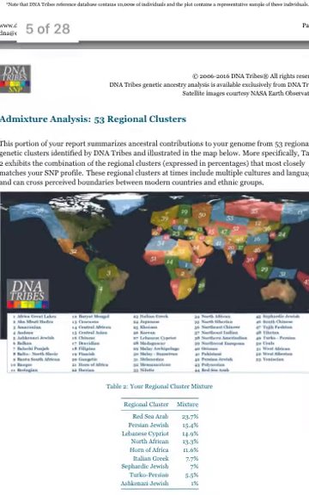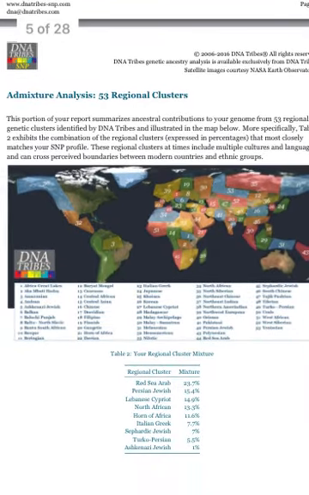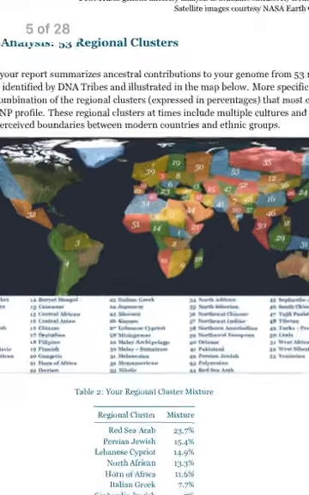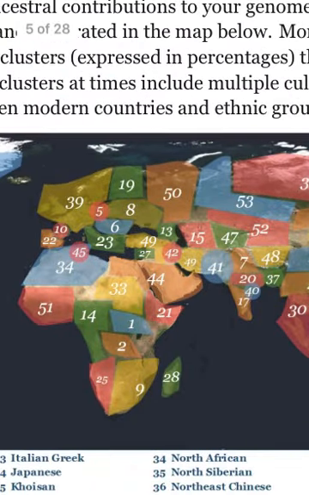And then here we have an admixture analysis of 53 regional clusters. So they've broken up the world into 53 regional clusters. I'm not going to go into each one, but basically my regional cluster mixture is Red Sea Arab at 23.7%. If I look at where Red Sea Arab is on the map, I'm just trying to find, it's number 44. This is the area that it covers.